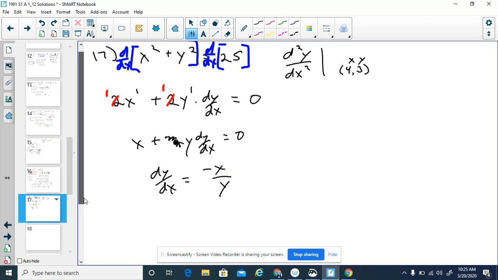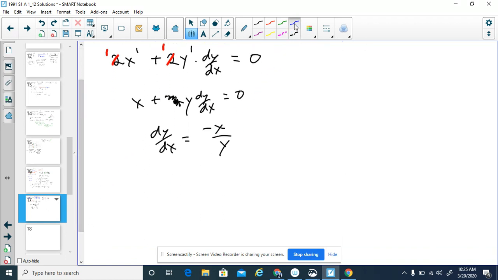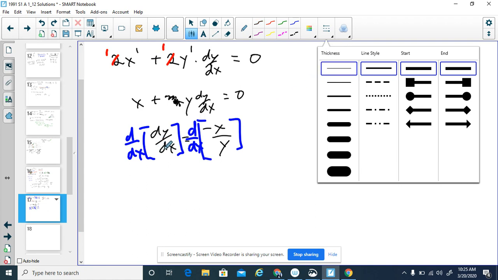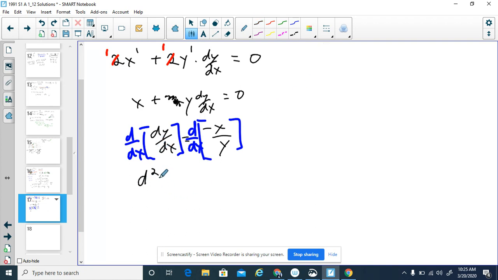So what do I do now? You do it again, all right? So you're going to take the derivative of this side with respect to x, and you're going to take the derivative of this side with respect to x, treating y as a function of x. All right, so it should be easy breezy. So what's the derivative of the derivative? Yes, you guessed it, the second derivative. All right, so that's easy.